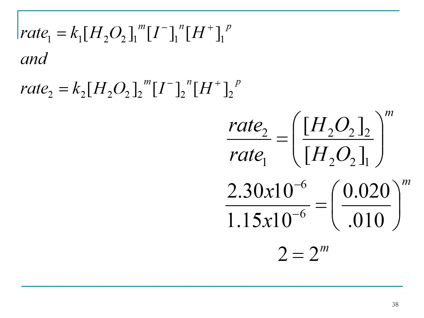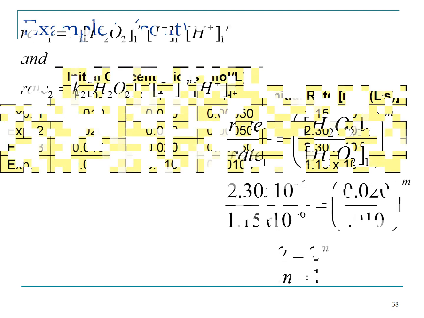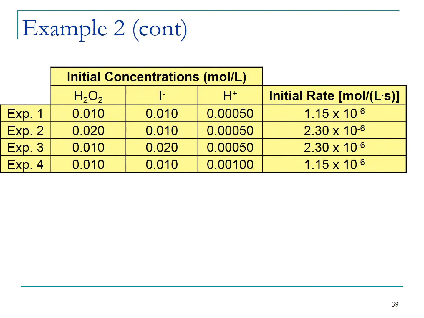But if you can't see it, this is the way you set it up. You put the two rates. I always put the bigger one over the smaller one, because it won't give you fractions, which can be really complicated. It doesn't matter what order you put them in, but always put the bigger one over the smaller one, and then the bigger concentration over the smaller concentration, raised to the M power, and solve for M. So M equals 1 in this case. I would just go back to my rate law, cross off M, and put 1.